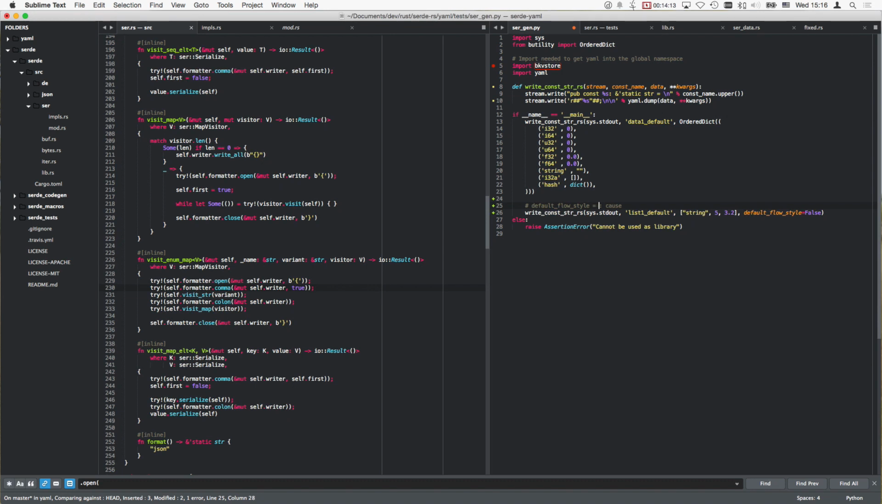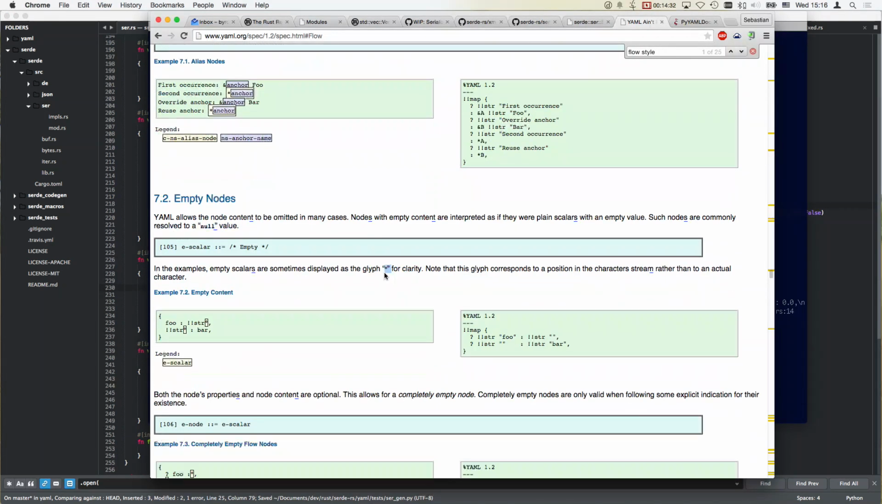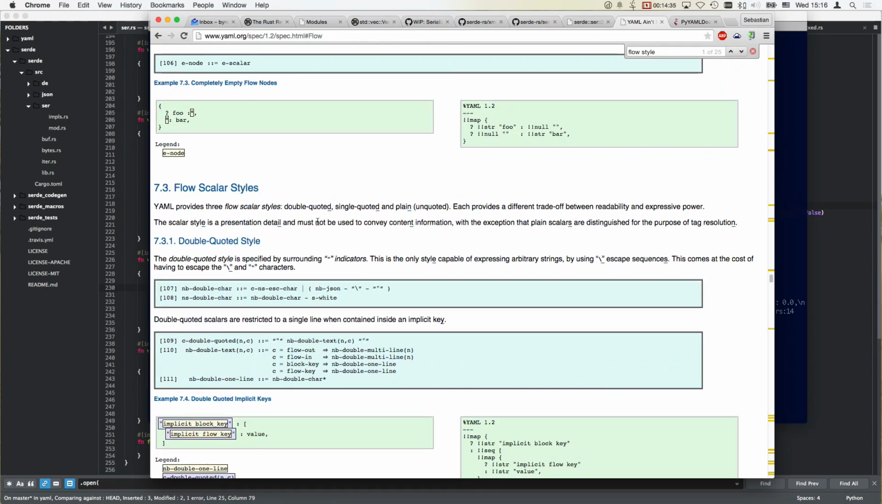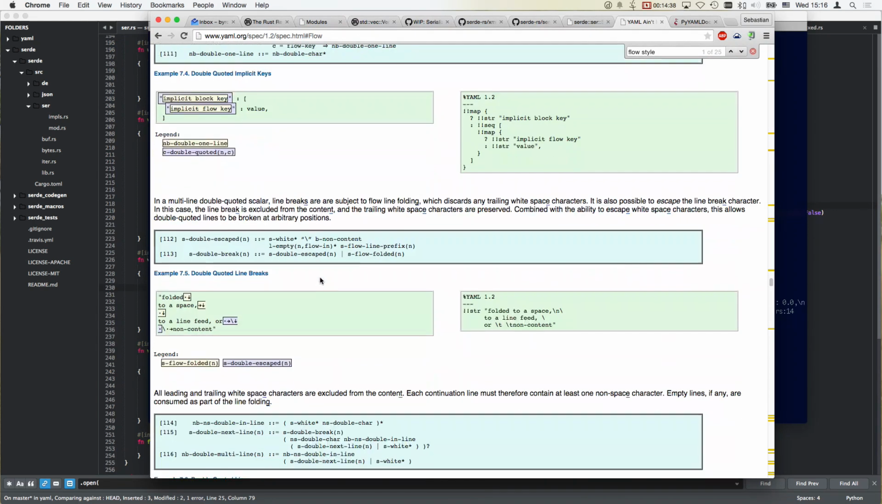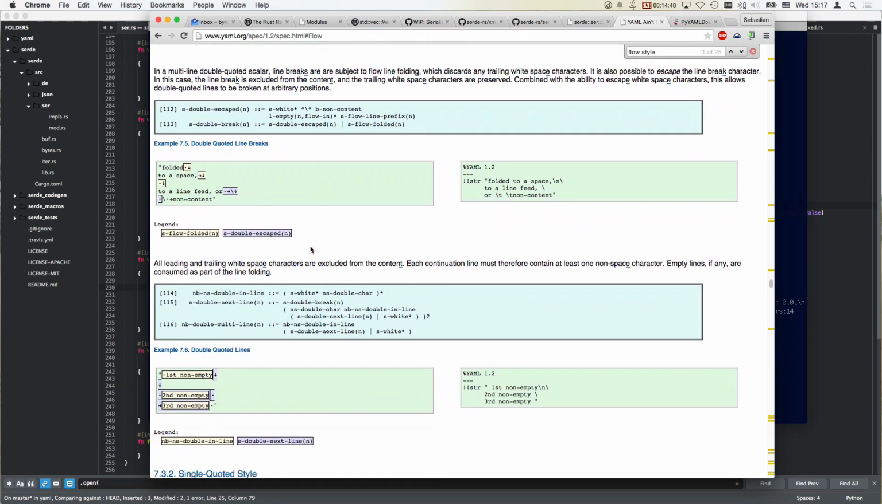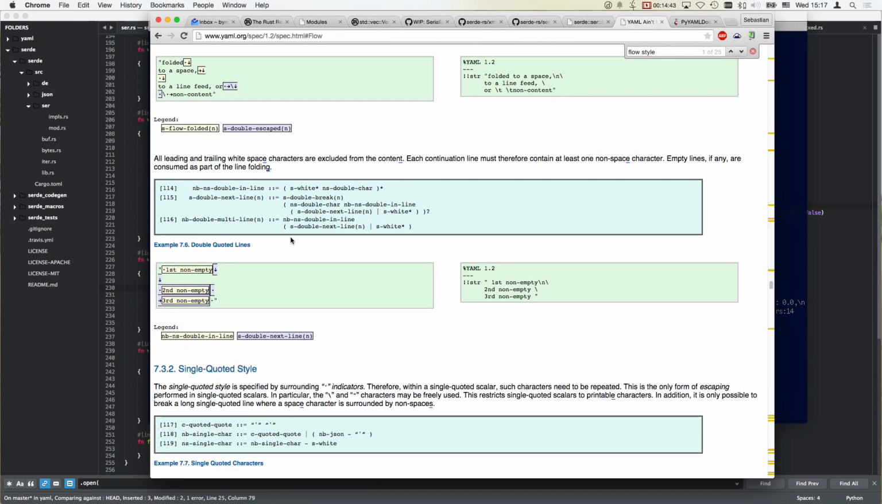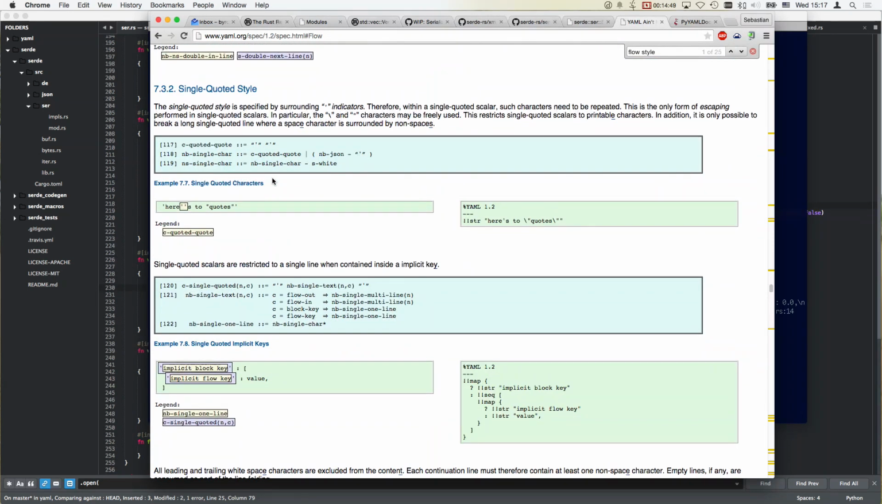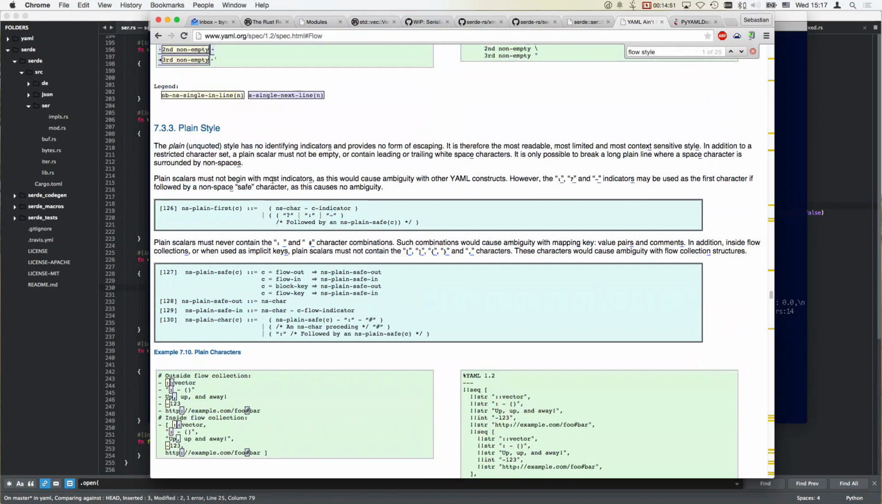Yeah, if this is false, use block style for lists. Dicts. In any case. So where's the respective feature here in flow styles? How does that, to which kind of feature does that correspond? Flow style. Double quoted lines, single quoted. Where's the block plain style?